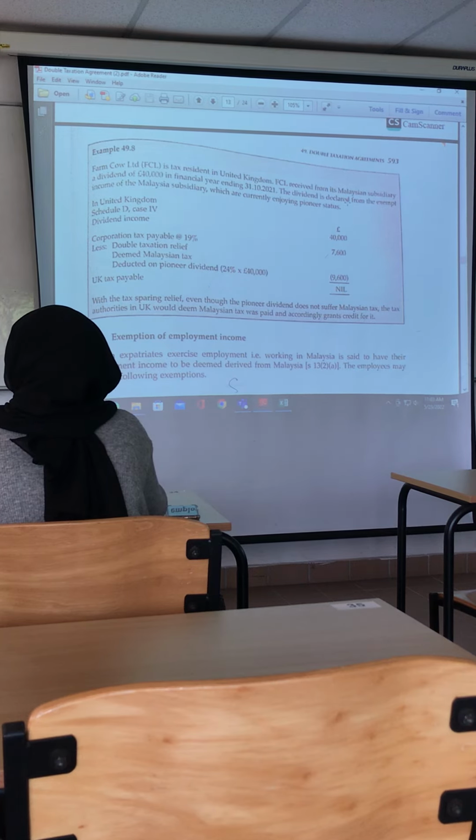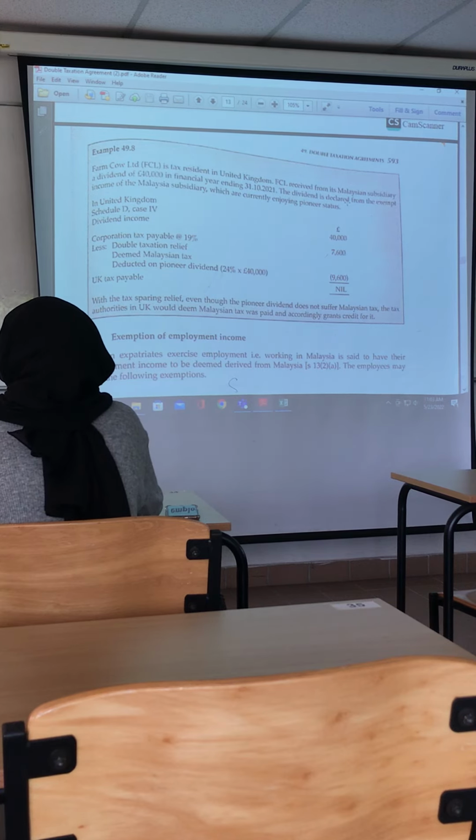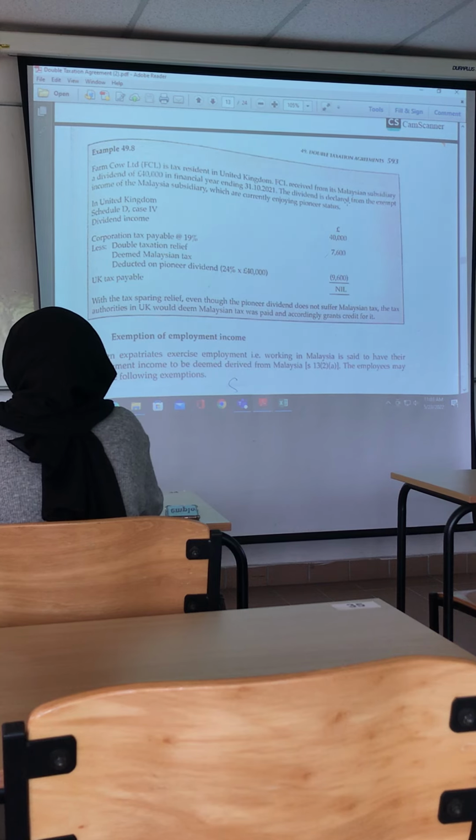So not only you don't have to pay tax in Malaysia, but on the same income you don't have to pay in the UK. By right, you have to pay the UK 7,600. But because of the tax sparing incentive, you don't have to pay. It's deemed that you pay tax in Malaysia.